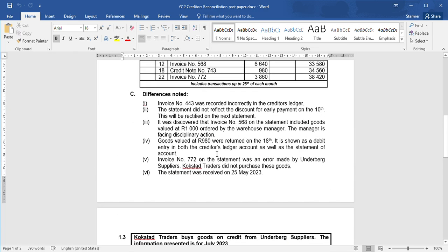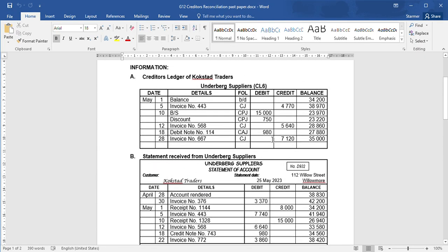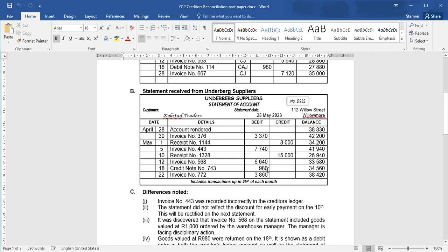Then goods valued at 980 we returned on the 18th. It was shown as a debit entry in both the creditor's ledger as well as the statement. Now it is correct that we debited this debit note here, because remember, creditors are minus plus. If stuff is returned, it decreases what we owe. However, they've also recorded it on the debit side. Now we are an asset to them, which means they've added 980 to what we owe them. So they've added 980, but they should have subtracted 980.